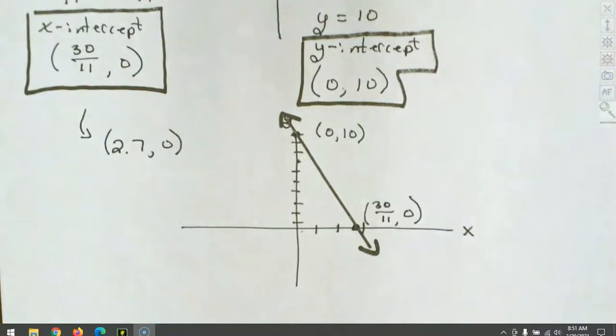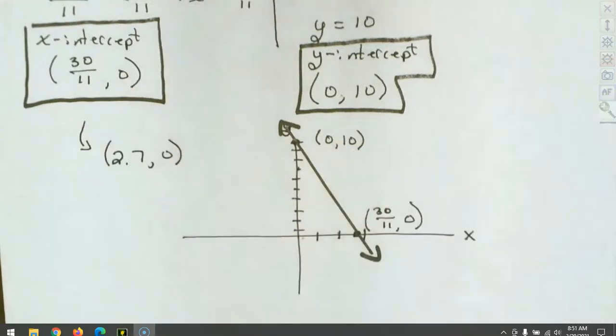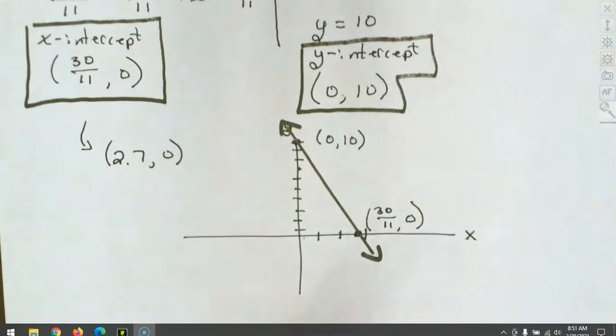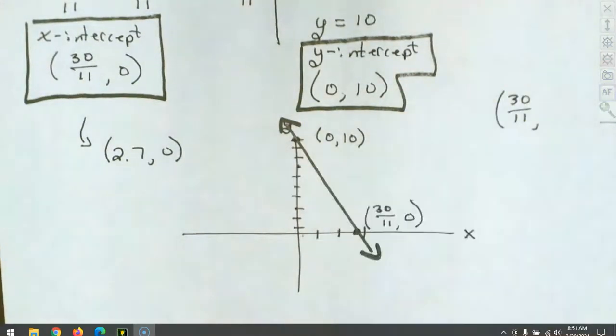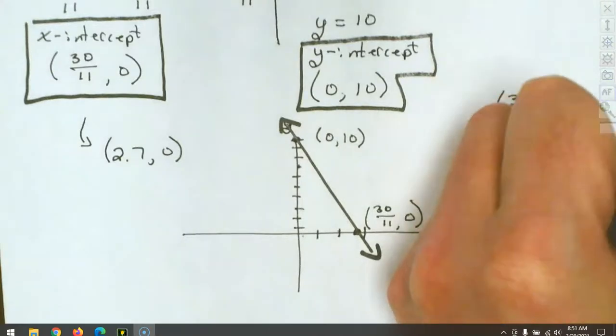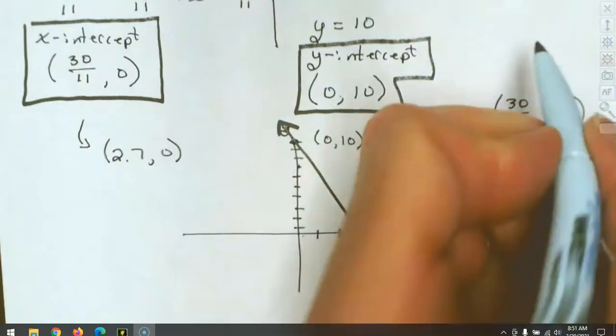So how did I get the intercepts? Well, I wrote them out as ordered pairs with the blanks. Then I plugged the zeros into each one. You're going to get two different points here. Do not just combine them together. Do not write that point, and I see it happen a lot. Students write this, 30 over 11, comma 10, and do not do that.